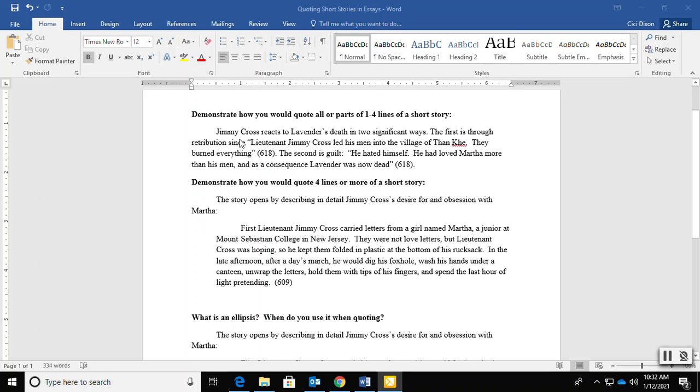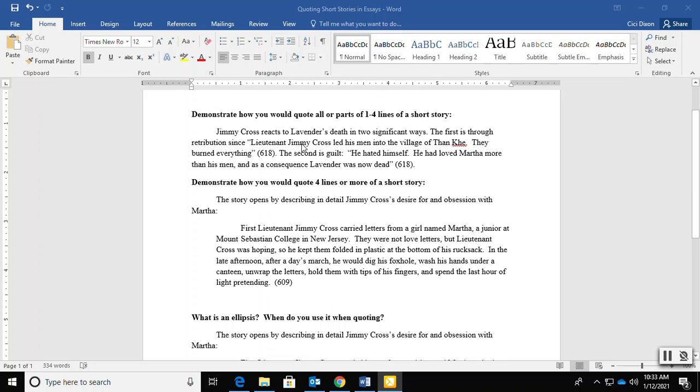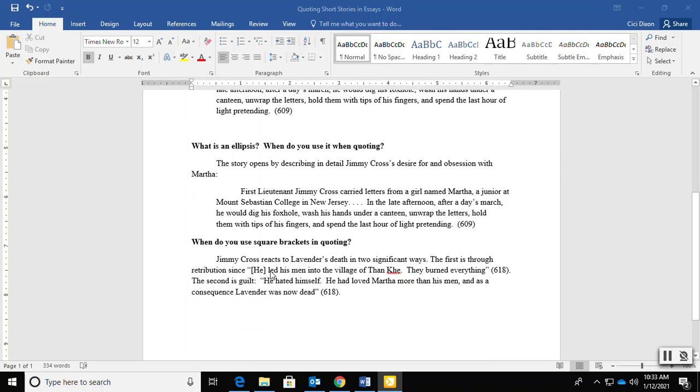So notice here, I have Jimmy Cross reacts to Lavender's death in 2 significant ways. The first is through retribution, since, well, maybe I don't want to repeat Jimmy Cross here because I just put it here. Maybe that's too clunky and not too smooth. So what I can do is change Lieutenant Jimmy Cross for the word he. And what I do is put that he in square brackets, which shows that that's a change from the original.